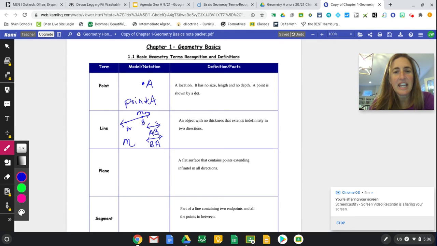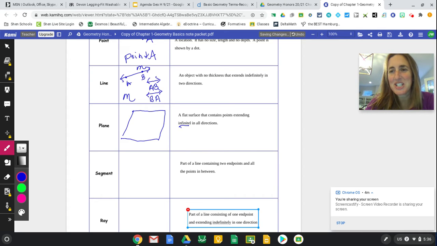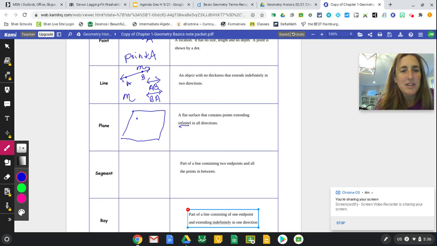Next, we have a plane. Oh, I love planes. So planes are just a flat surface that contains points and extends indefinitely in all directions. Oh, look how I spelled that. Bad, Mrs. Warner. So we can call a plane 3 different ways.